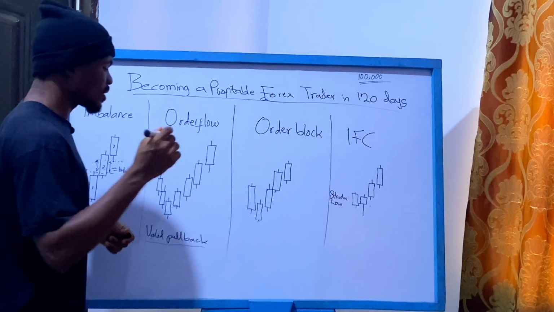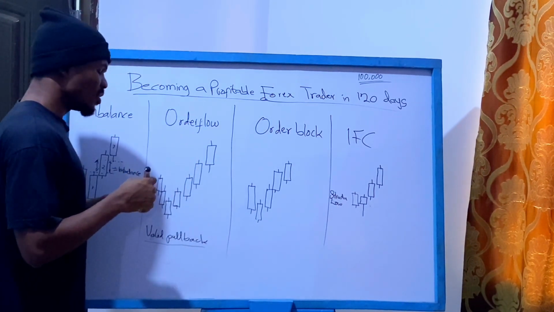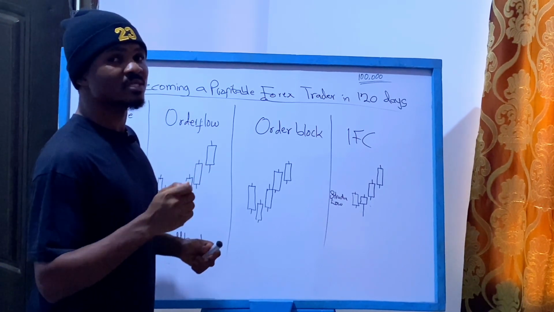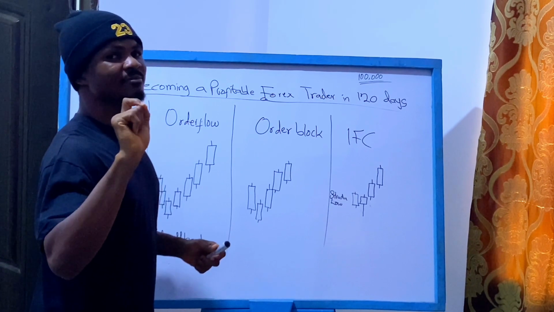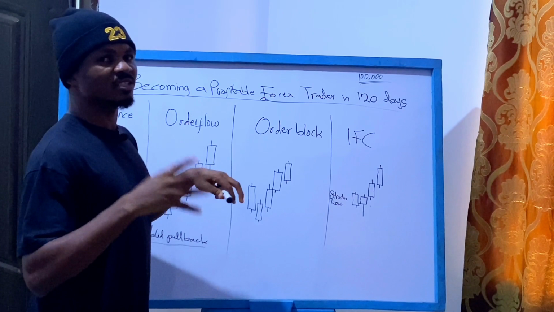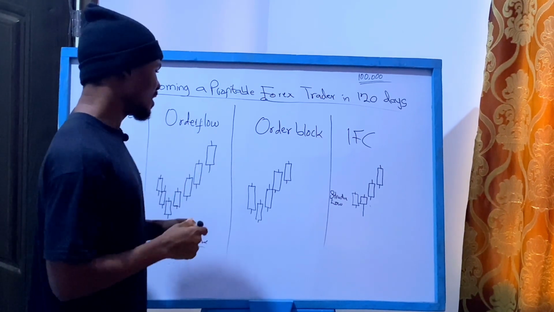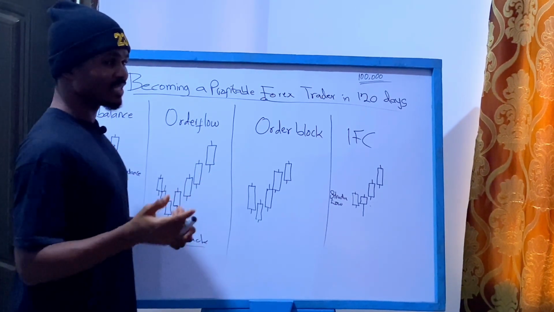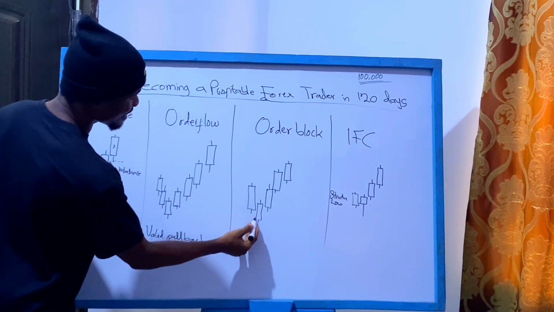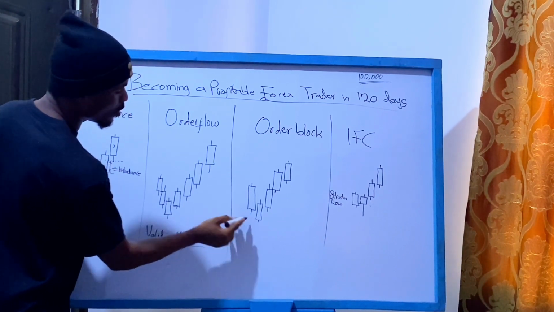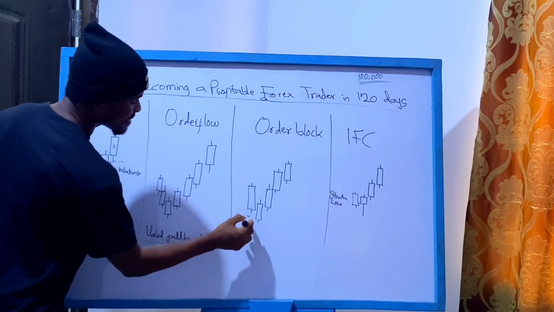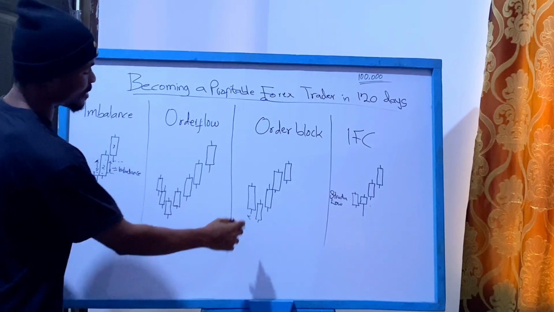When we are talking about an order block taking out liquidity, we are talking about the candle taking out candlestick's liquidity. Take note of that: candlestick's liquidity, not general liquidity. For instance, in the diagram over here, this particular candle has closed below the low of this candle. That means it has taken the liquidity resting over here.